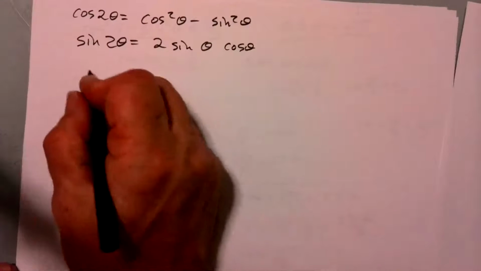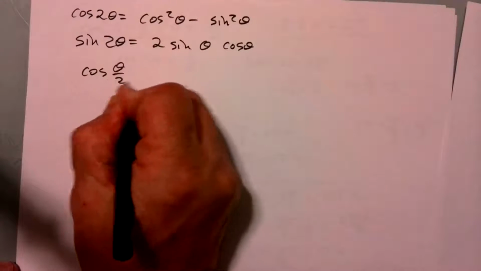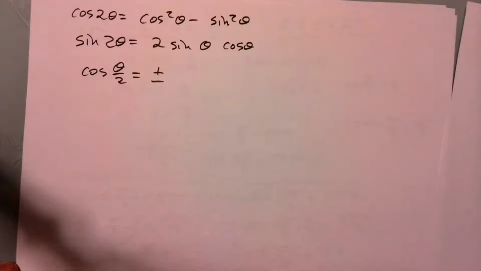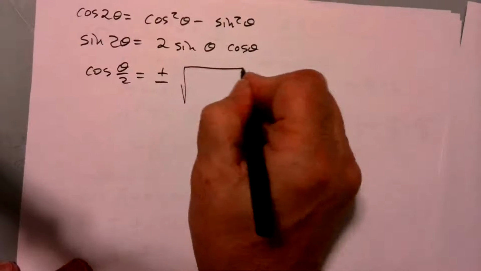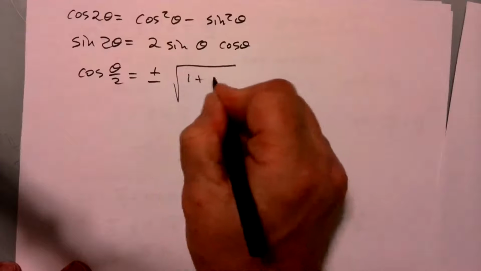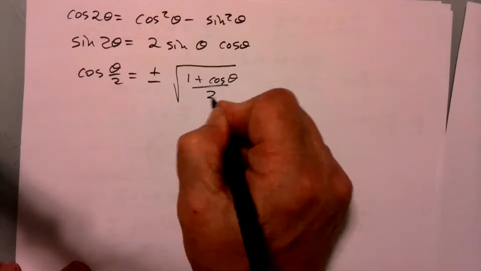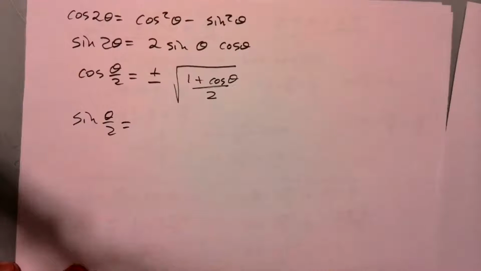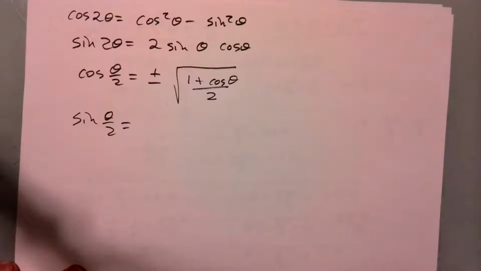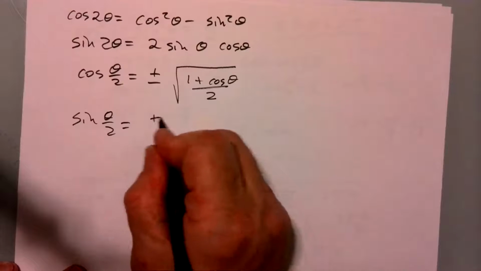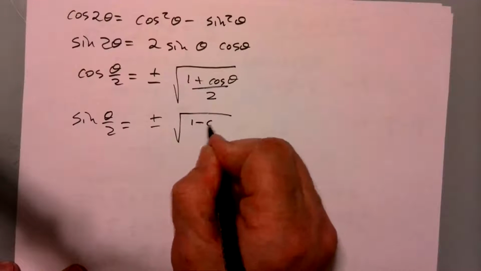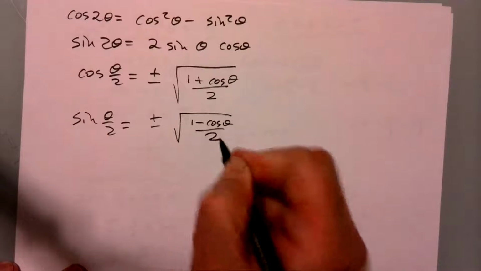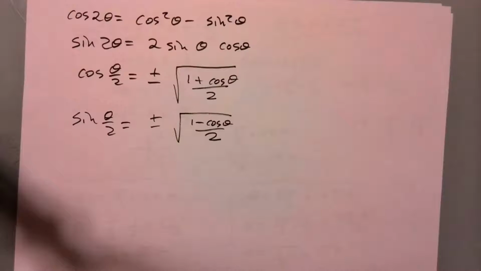Which is plus or minus the square root of (1 plus cos theta) over 2. Then we have sine of theta over 2, which is plus or minus the square root of (1 minus cos theta) over 2. So those are some nice rules for us to keep in mind.